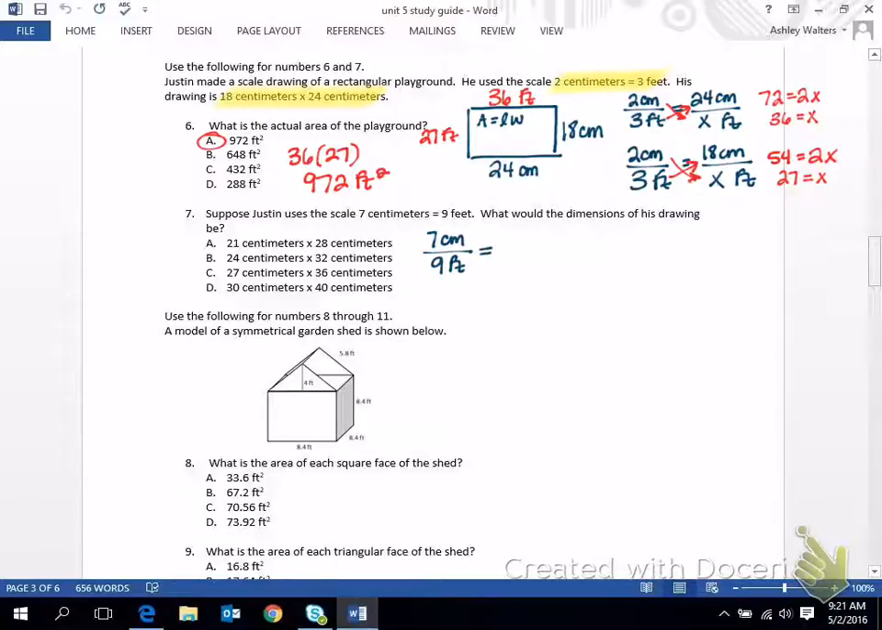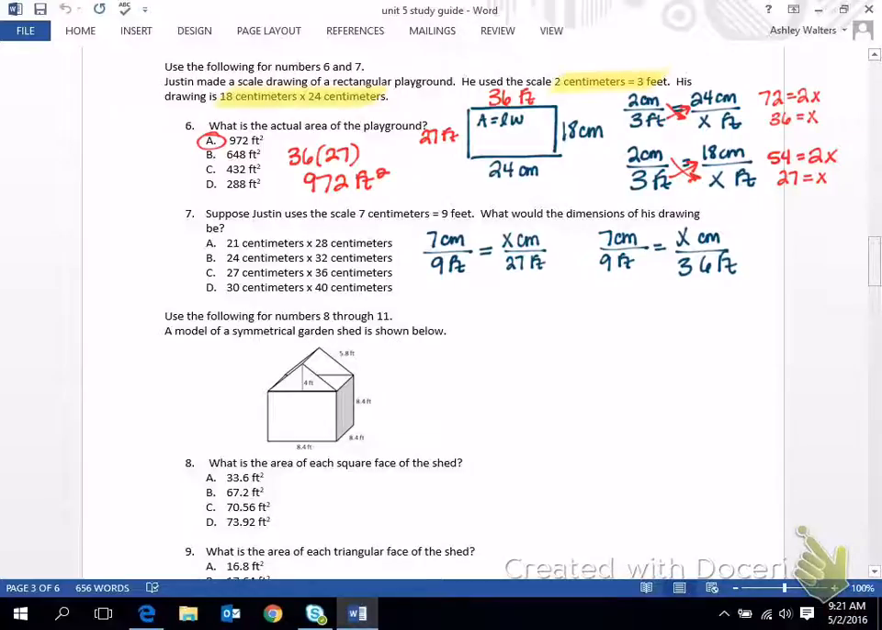We know the dimensions of the actual playground. The playground is 27 feet by 36 feet. We want to know what would the new dimensions of his drawing be. So we're looking to find the amount of centimeters that would be in 27 feet. And again, if 7 centimeters is equivalent to 9 feet, we're looking to know how many centimeters would be in 36 feet. Because the size of our playground will not change. It's our drawing that would change.